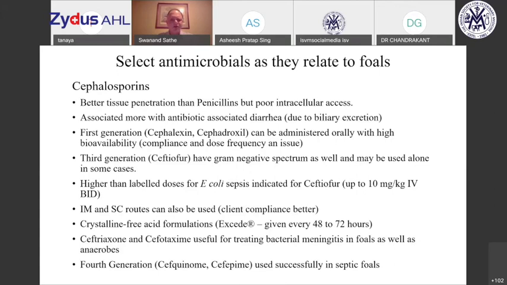Fourth generation cephalosporins like ceftriaxone and cefepime have been used in Europe. There have been several reports of their successful use in neonatal sepsis in Europe. However, we have not been fortunate to have access to them yet. Fifth generation cephalosporins have not been tested in horses yet, and hence we won't discuss them in this presentation.